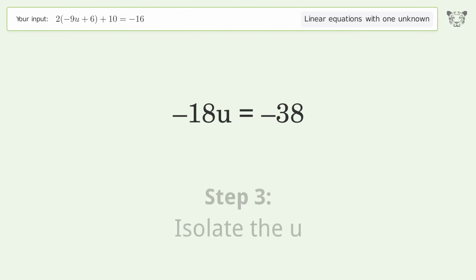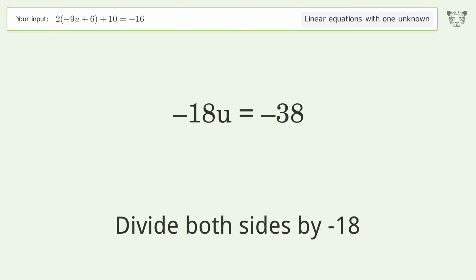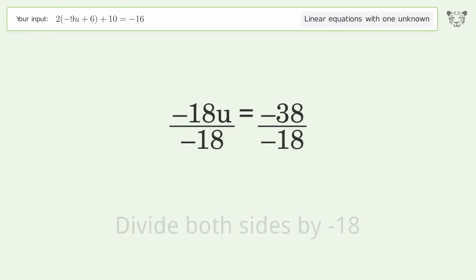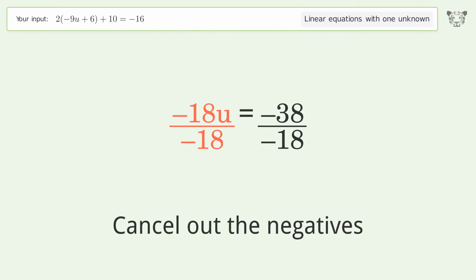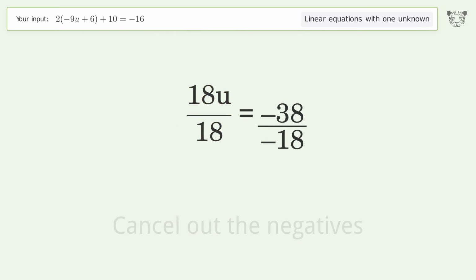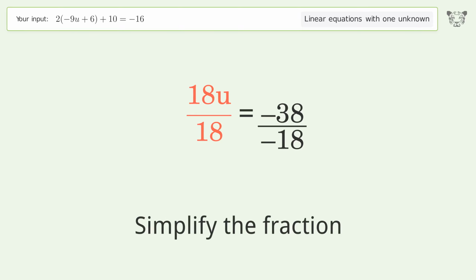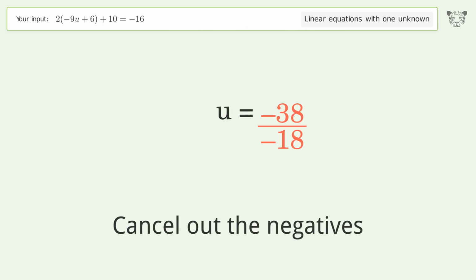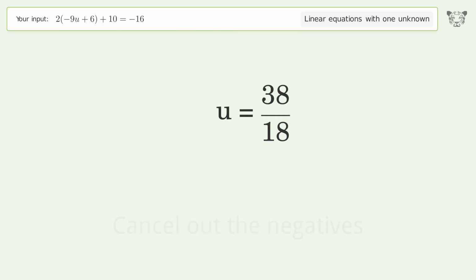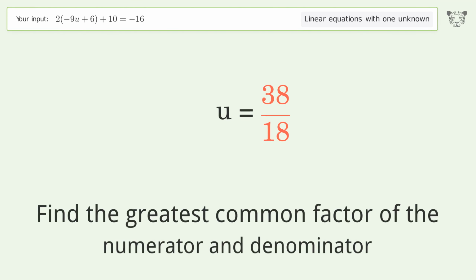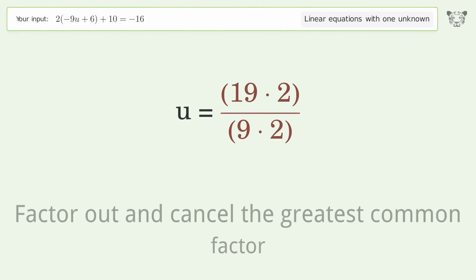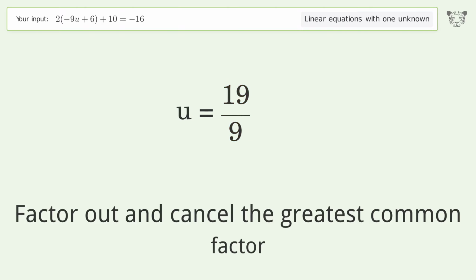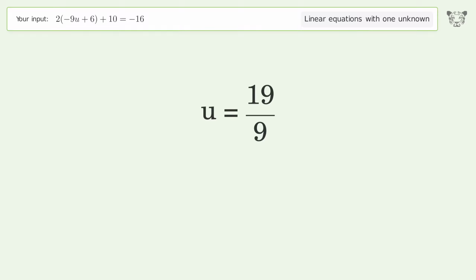Isolate the u. Divide both sides by -18. Cancel out the negatives. Simplify the fraction. Cancel out the negatives. Find the greatest common factor of the numerator and denominator. Factor out and cancel the greatest common factor. And so the final result is u equals 19/9.